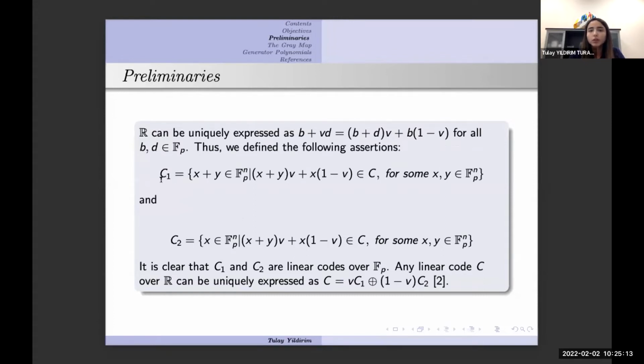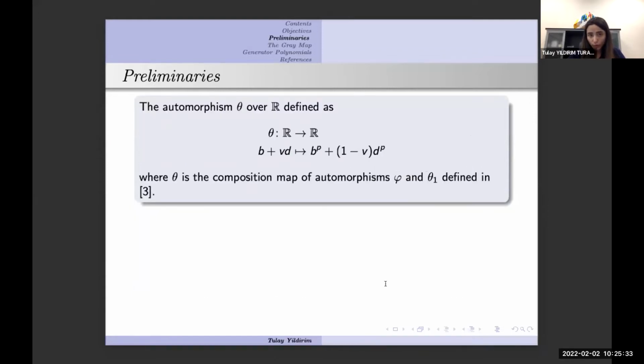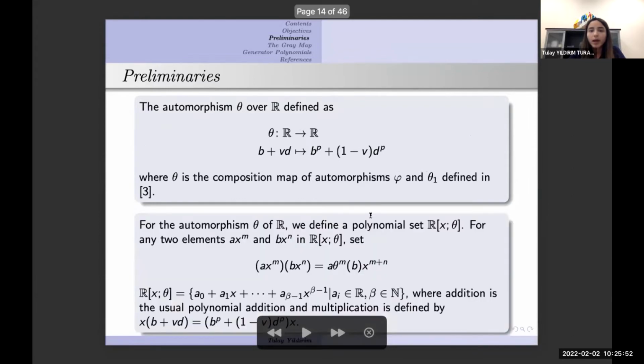By using this form, we define two codes. C1 is the code of the coefficients of v, and C2 is the code of the coefficients of 1 minus v. And also by using the C1 and C2 codes, we can uniquely express any code over R in this form. And of course, if we are talking about the ring R, we should always describe an automorphism theta. Here, theta is the composition map of automorphism p and theta 1 defined in our reference three, and it sends b plus vd to b to the p plus (1 minus v) d to the p. The elements are defined as a(x) and b(x), elements of R[x; theta]. This is the polynomial ring, where multiplication is defined by using the automorphism over R.